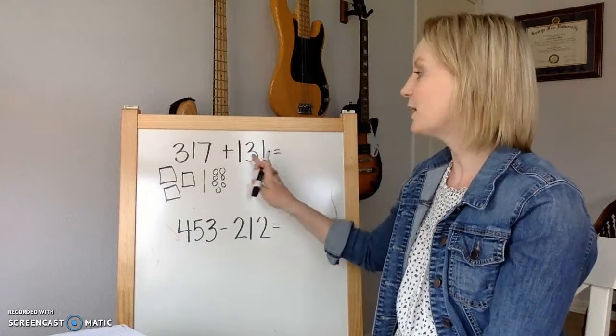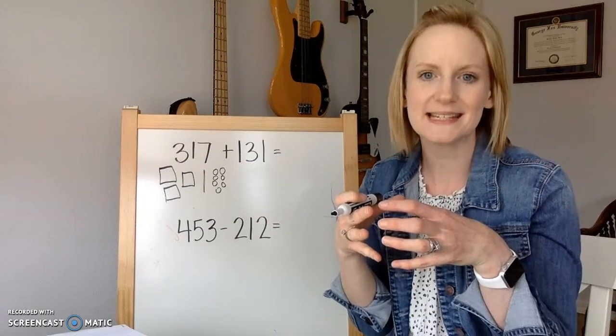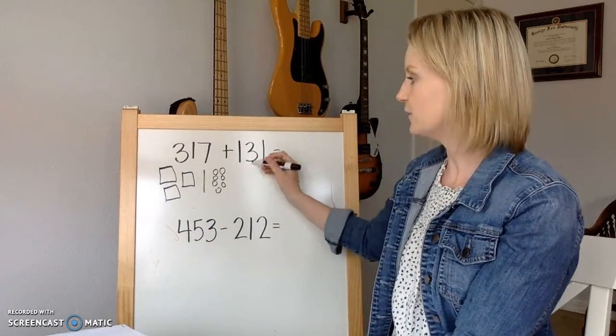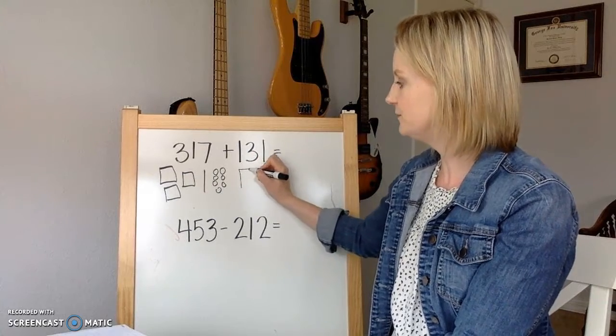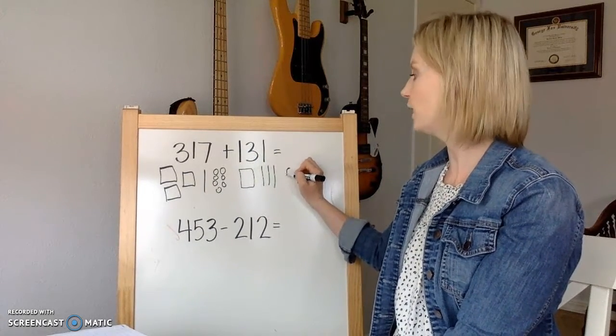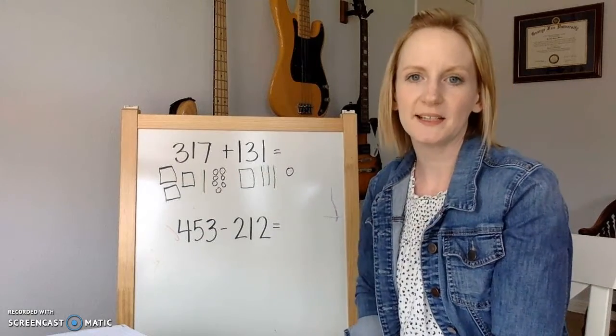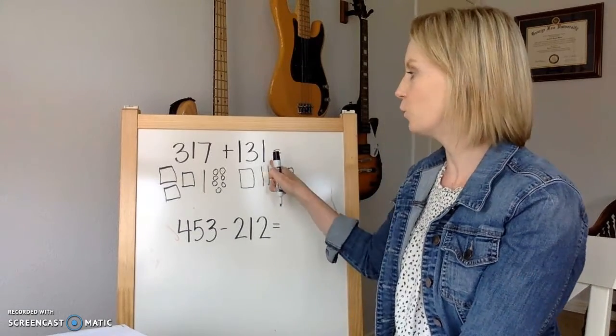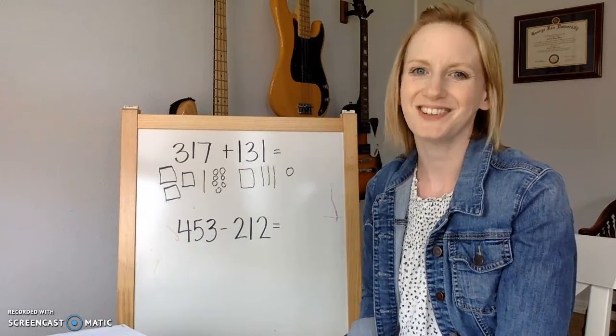Good. All right, now I'm adding, so I'm putting together. So I'm going to do the same thing over here. I'm going to put together another 100, 3 tens, and 1 one. In order to get my answer, I need to start in the ones place. Where do I start? You've got it.